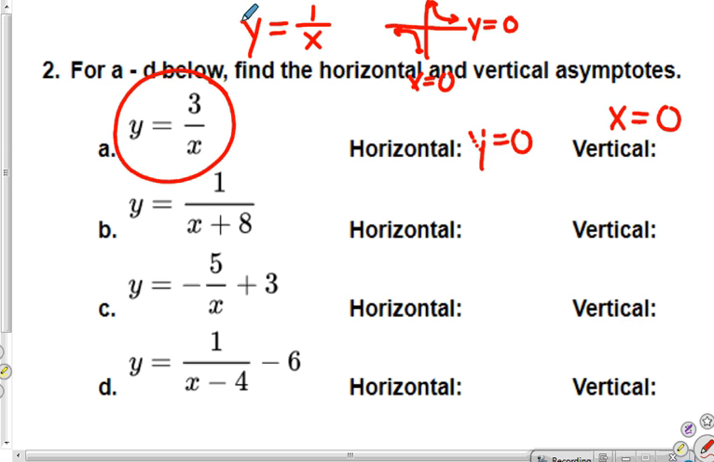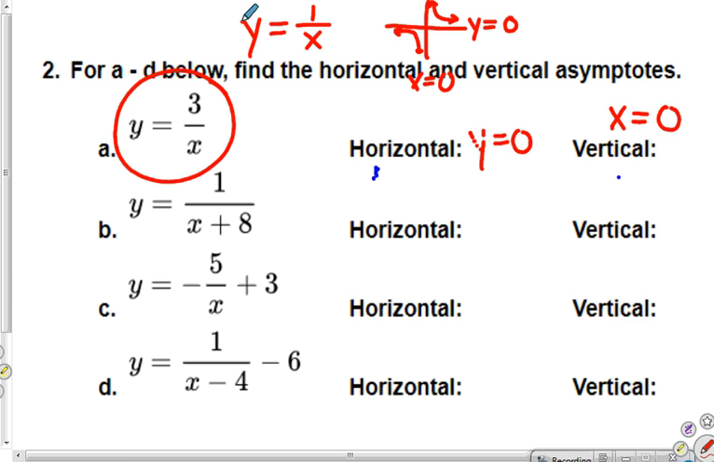Up, down, left, right. Make sure that you have the equations written out for the asymptotes. Don't just write the number 0 and 0. You have to write y equals 0 and x equals 0. You would lose points because I need to know whether you know it's a vertical line or a horizontal line. And you distinguish between the two with y equals 0 for what? Horizontal, and x equals 0 for vertical.